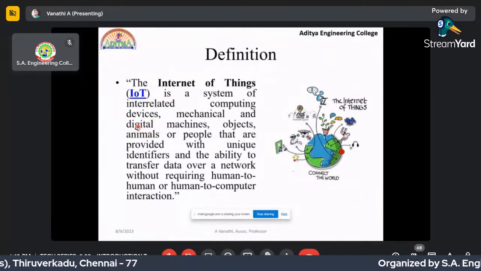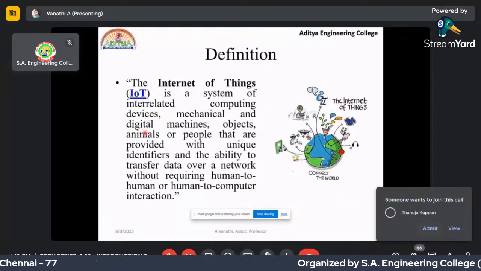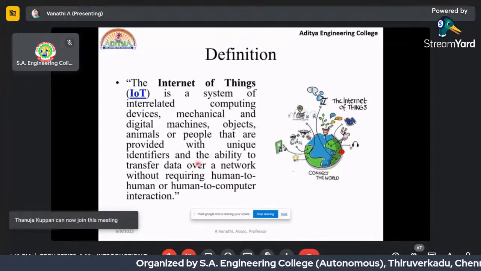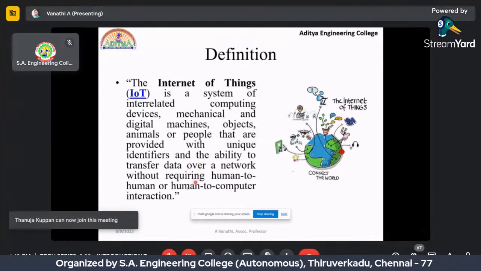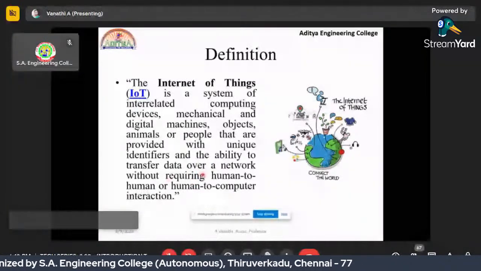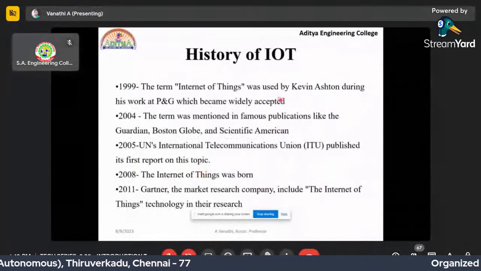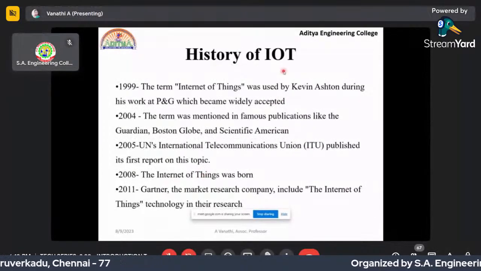So it is not only the devices; even animals, people, everyone can be connected together and communicate, and they can transfer data from one end to the other. So we'll see how the history of IoT has evolved.